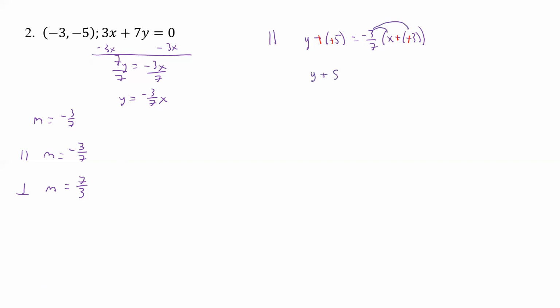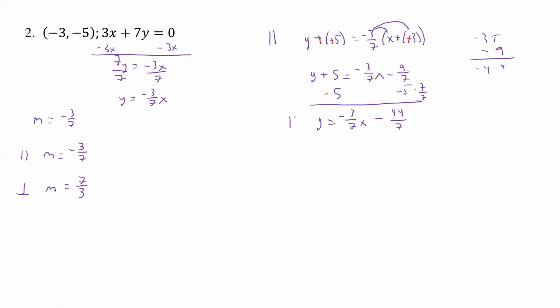So we have y plus 5 equals -3/7x, and then that's going to be a minus, and that's going to be a 9/7. Okay. Now we have to subtract 5 from both sides. So y equals -3/7x, and then it's going to be minus. And now we have to multiply this one by 7/7. So I have a -9, and then here we have a -35. So that's going to give us -44/7. That can't be reduced, and so that is our parallel line.